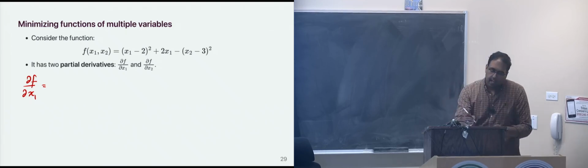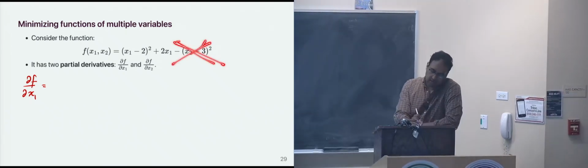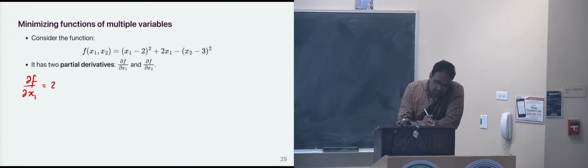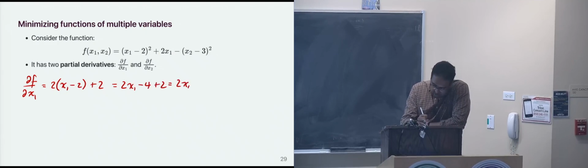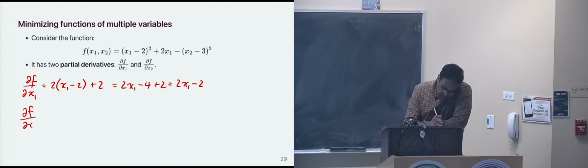Well, to find that, I have to treat x2 as a constant, so all of that's irrelevant. So it ends up being 2 times x1 minus 2 plus 2, because I have this. So it ends up being 2x1 minus 4 plus 2, which is 2x1 minus 2. With respect to x2, it ends up being minus 2 times x2 minus 3.